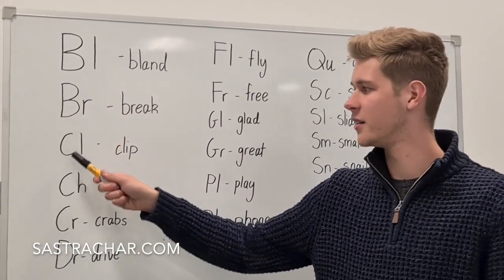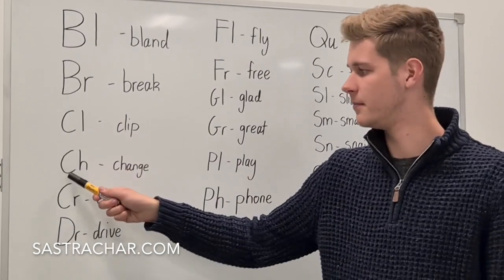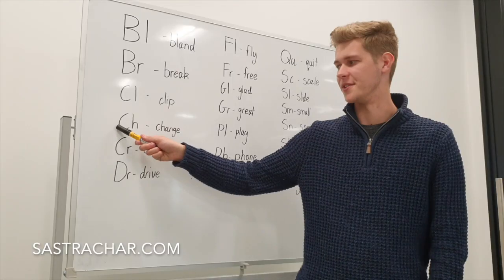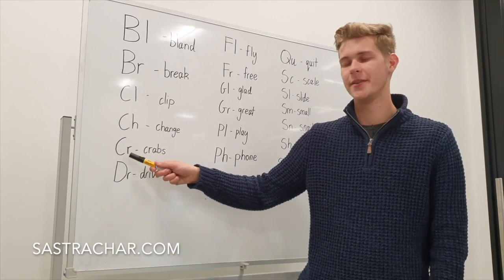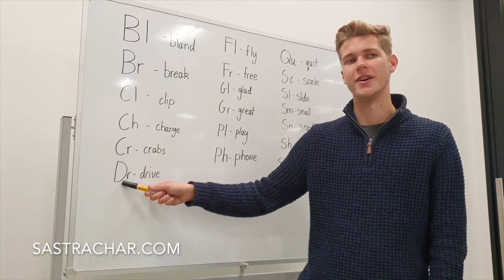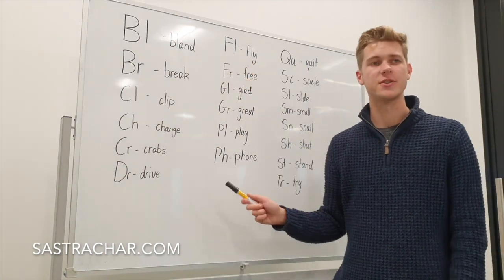br, cl, ch. Remember the C and the H, they go ch, cr, and dr. Alright, let's move on to this little row here.